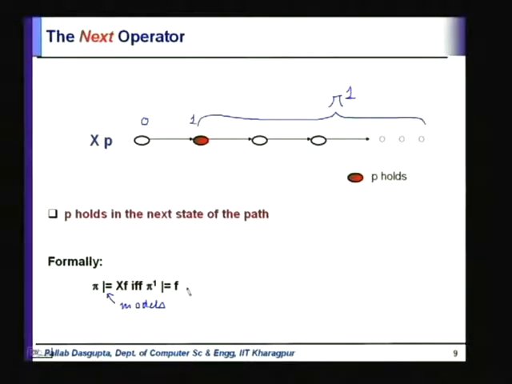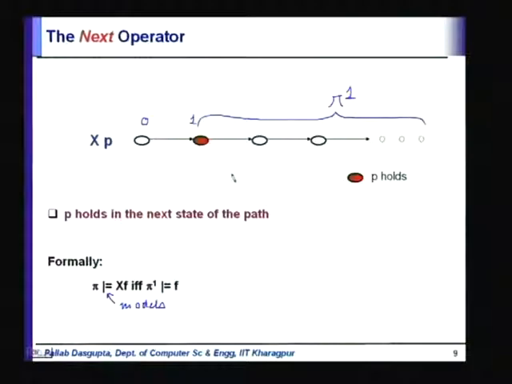Now, be very careful about one thing. Remember that this f can in turn be a path property. It may not be something which holds on this state itself. If it is a Boolean formula, then it means that f must hold in this state itself. But if f is another temporal formula, then it might be holding on the path pi 1, not exactly on this state. Are you following what I am saying? Let me repeat this because this is important.